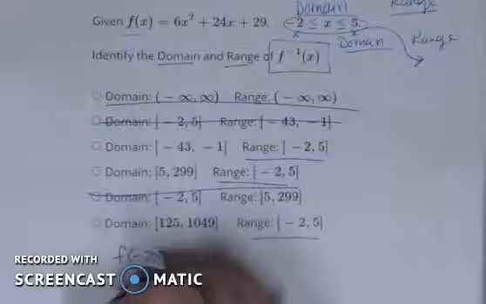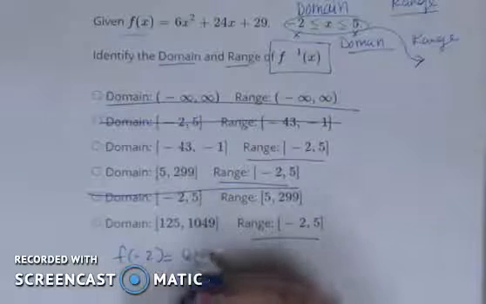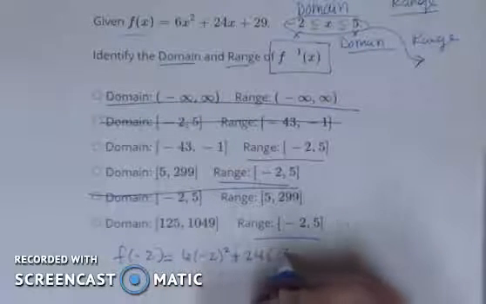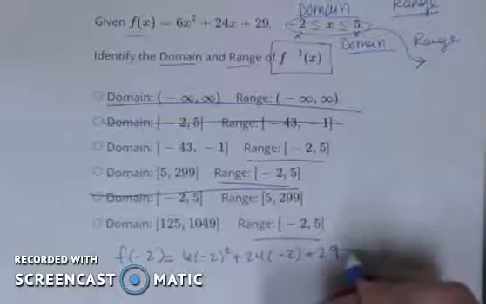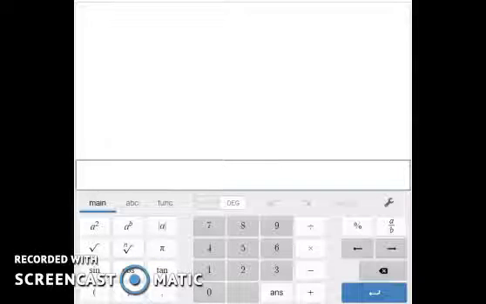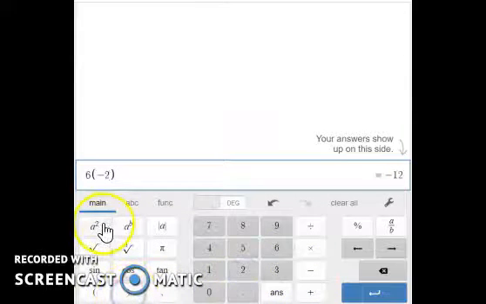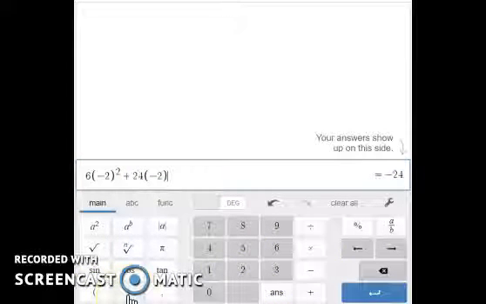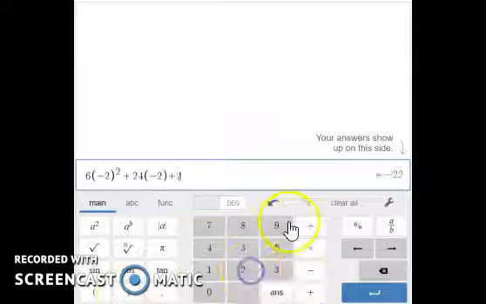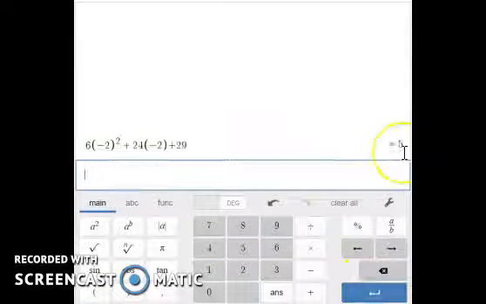So I'm going to say f of negative 2, so that gives me 6 times negative 2 squared plus 24 times negative 2 plus 29. I'm going to input that into my calculator, just jumping over here to the calculator that you have under each homework problem, so I'll say 6 parentheses negative 2, and we're going to square it, plus 24 parentheses negative 2 plus 29, and I get 5.